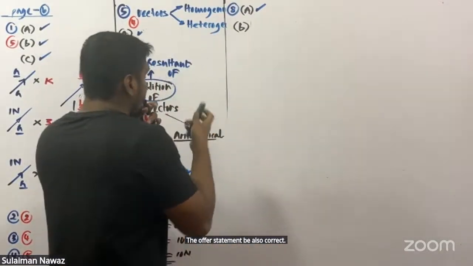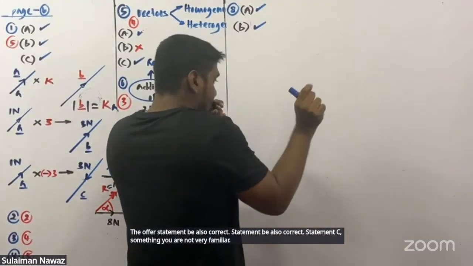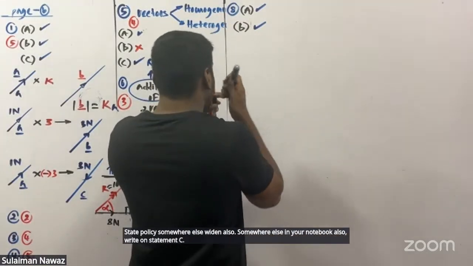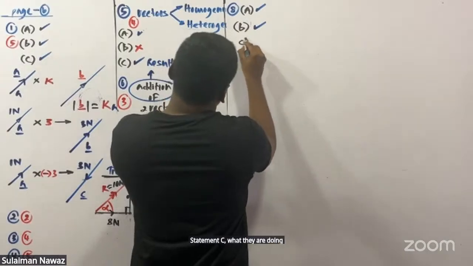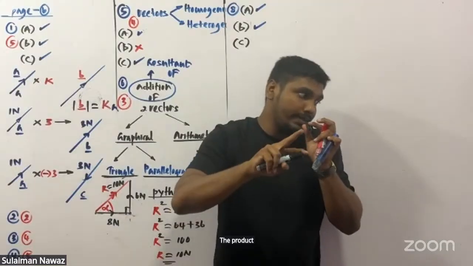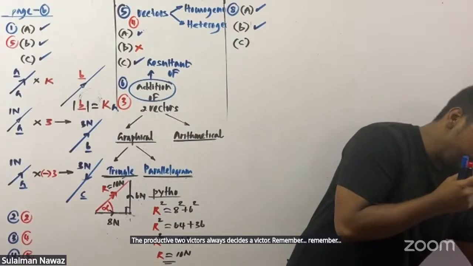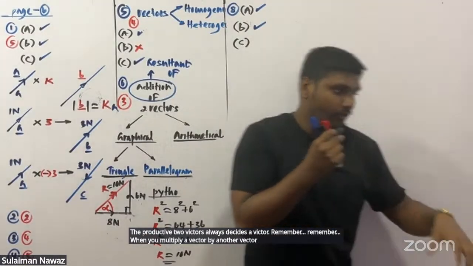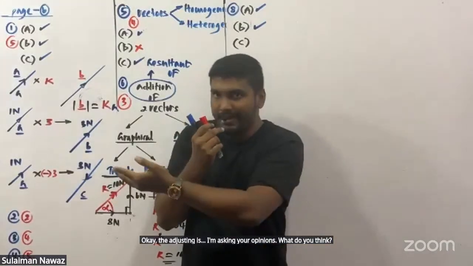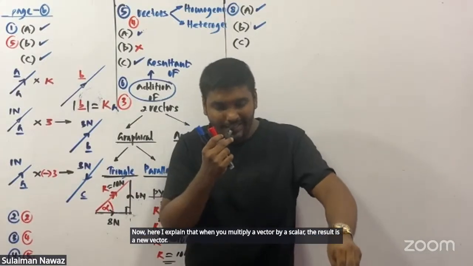Statement C, something you are not very familiar with. Write statement C down somewhere else in your notebook also. What are they telling? The product of two vectors always results in a vector. Remember, when you multiply a vector by another vector, just think, I'm asking your opinions. What do you think? Here I explained that when you multiply a vector by a scalar, the result is a new vector.